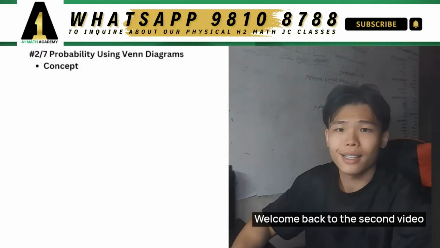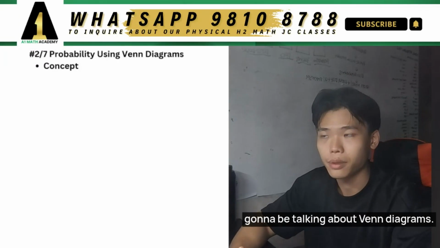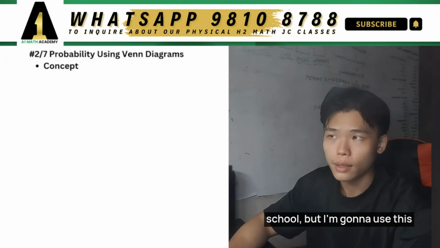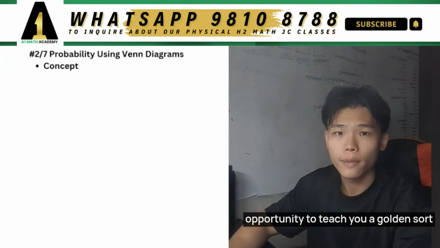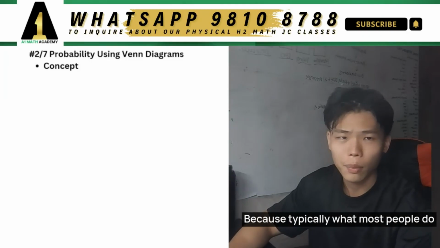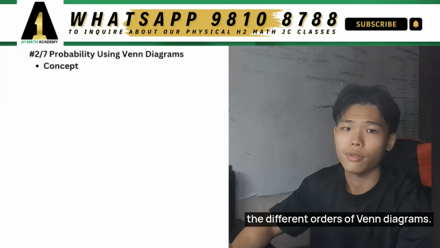Alright, welcome back to the second video on probability for JC math, and we're going to be talking about Venn diagrams. Venn diagrams is something that you have encountered in secondary school, but I'm going to use this opportunity to teach you a golden thought to approach Venn diagrams. Typically what most people do is they will try to memorize the different shapes, the different colorings, the different orders of Venn diagrams.